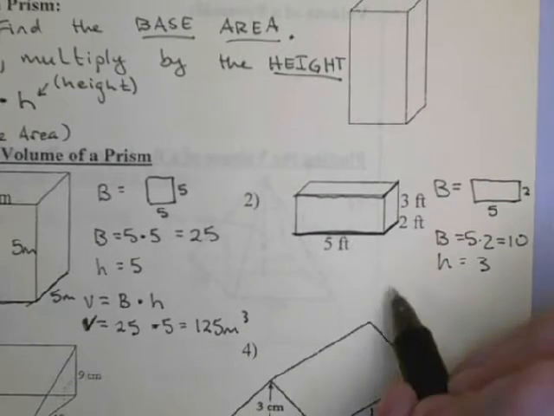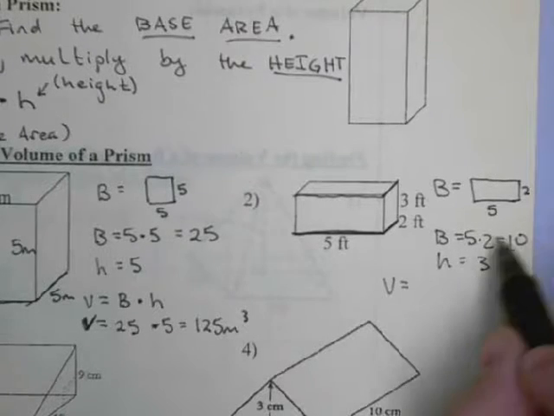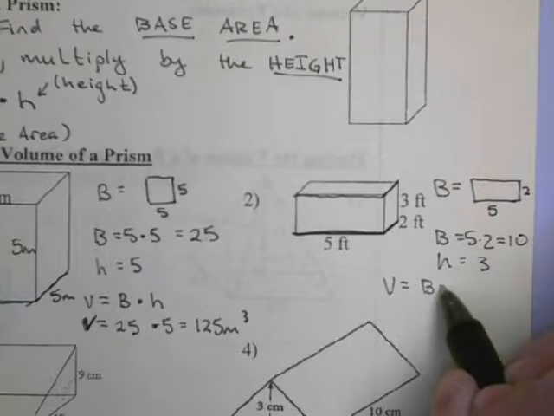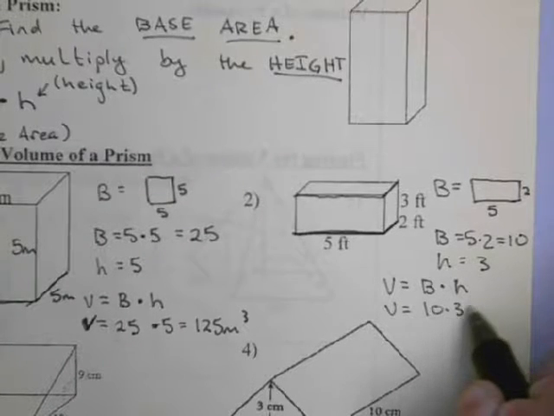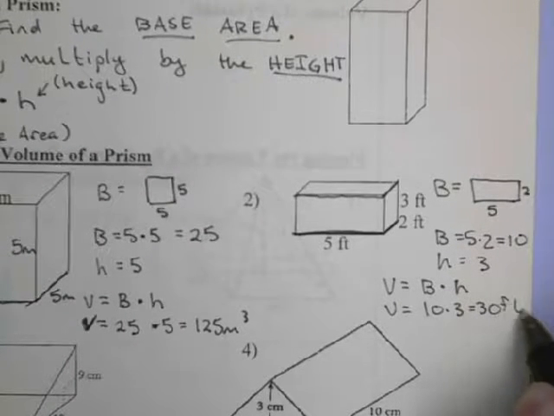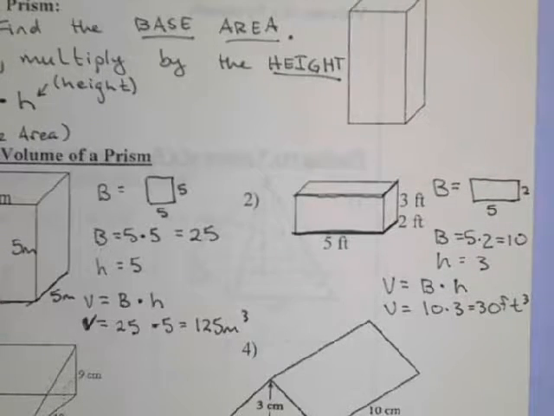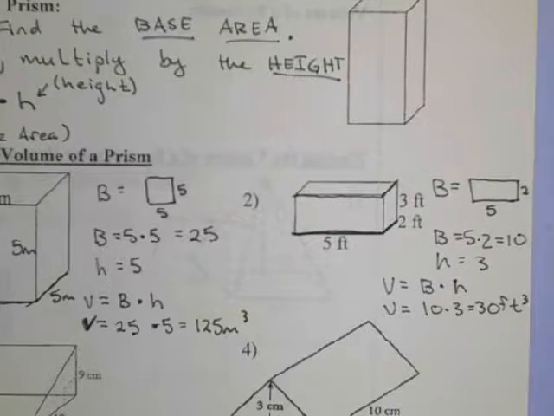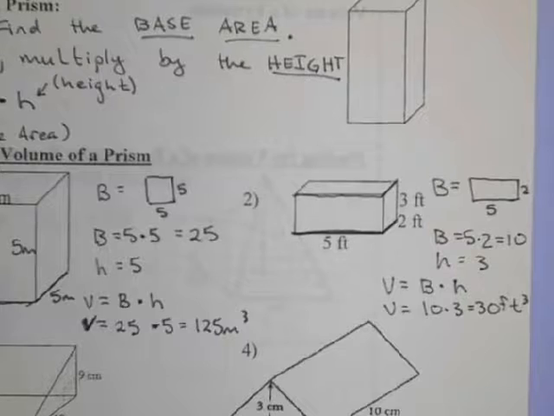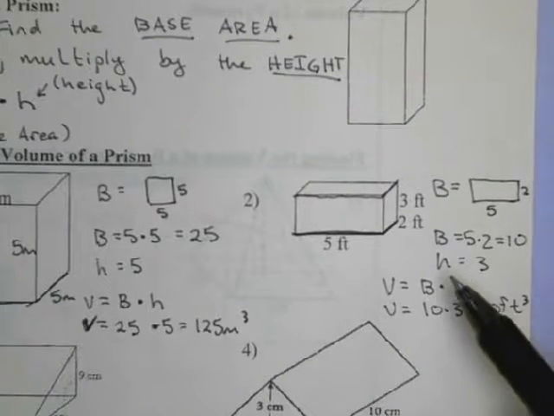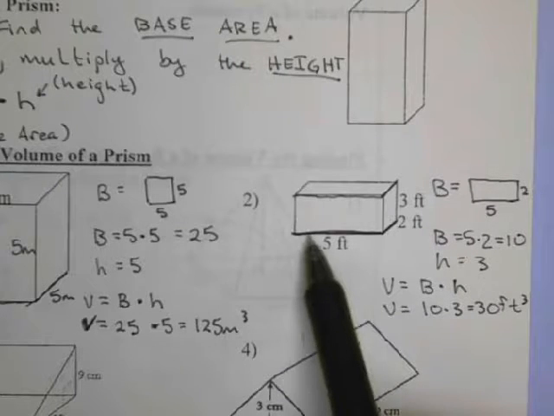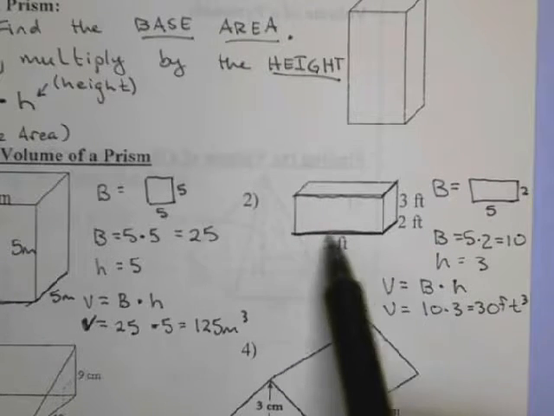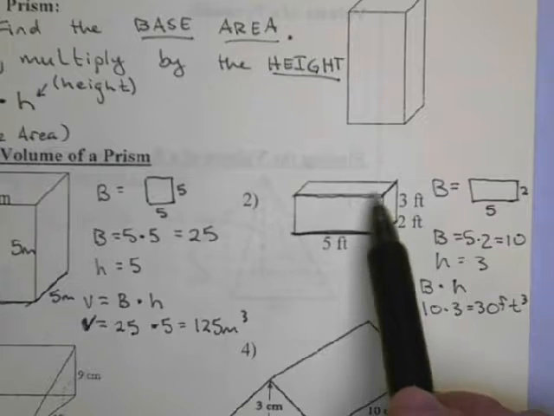So now I can take my volume and say, well, my volume is my base area times my height, which would be 10 times 3 equals 30 feet to the third power. The reason why I stress this idea of base area is because it's really this idea that I have the same exact shape on the bottom as I do on the top.